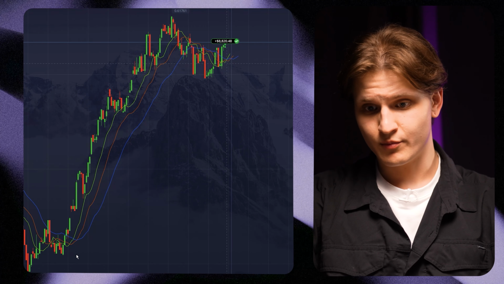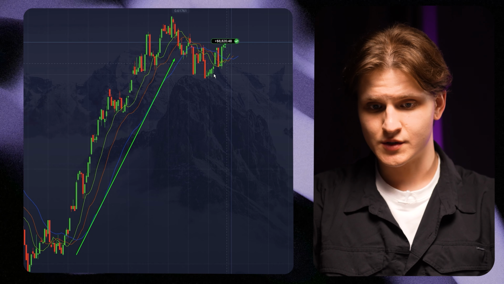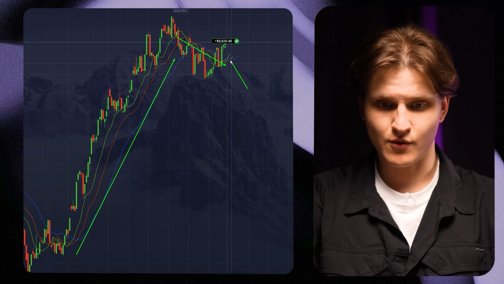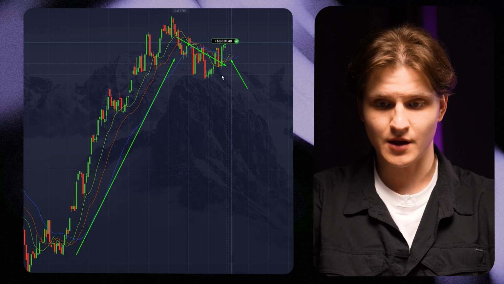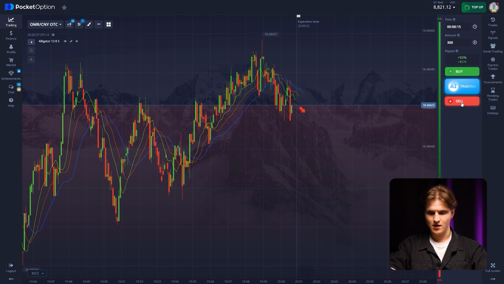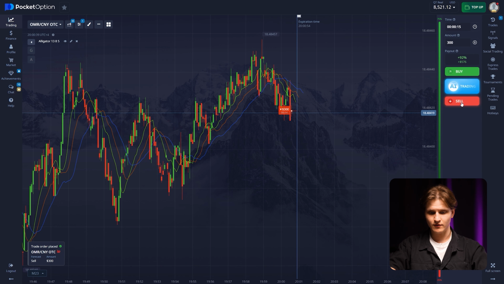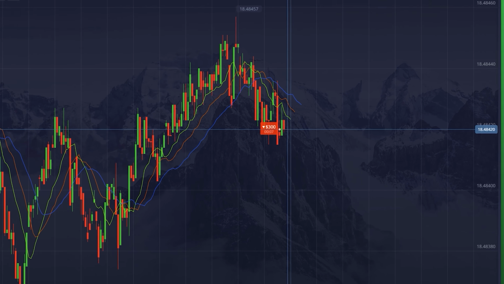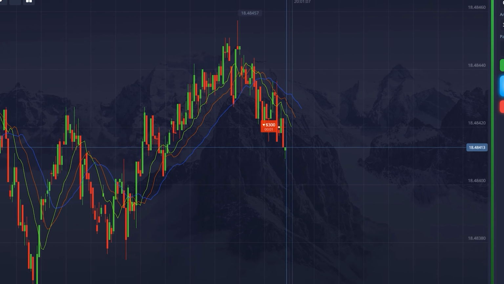So we see an upward movement here. After that there was a small correction and again here the alligator was pointing upwards. So I also opened the position upwards and got my result. So we have our next asset. Here we see a downward movement on the indicator and in fact on the price. I'm waiting for the expiration time. That was a great deal.